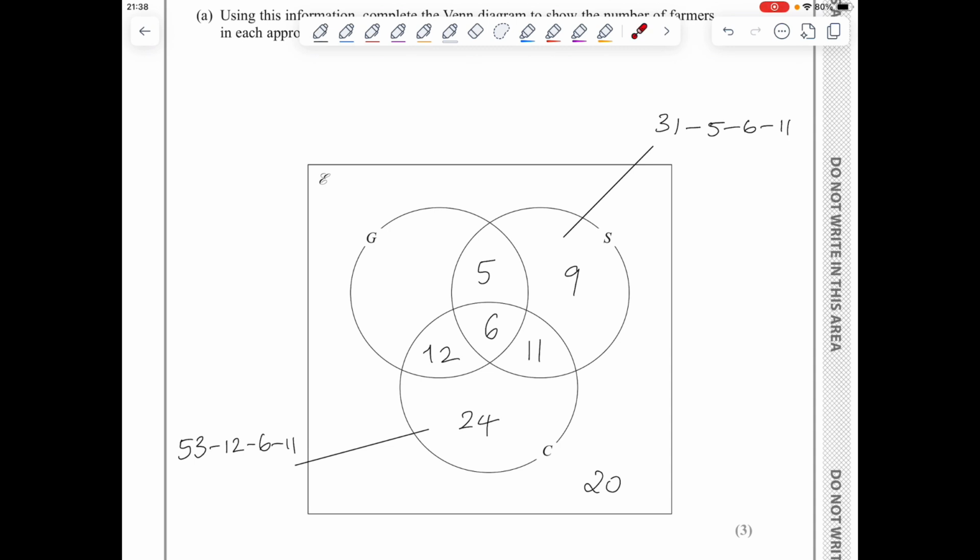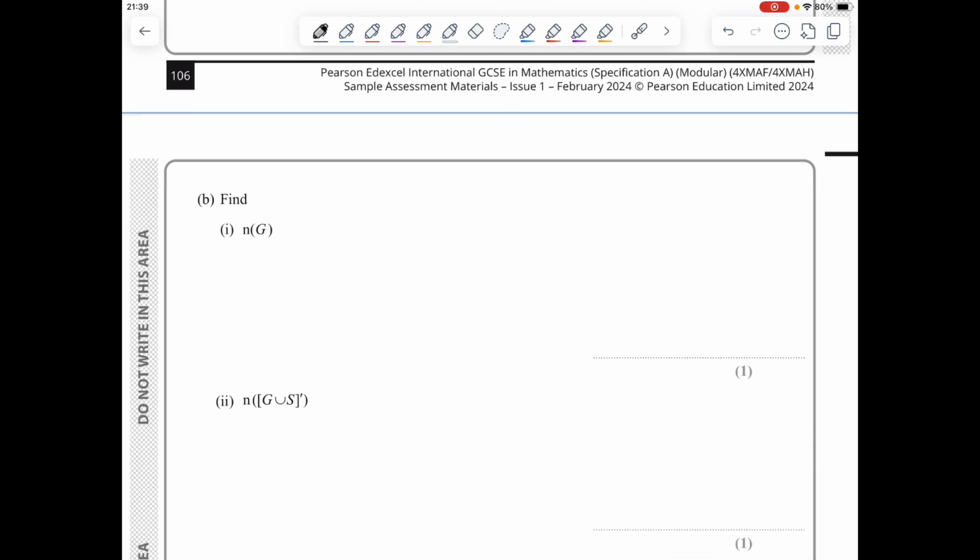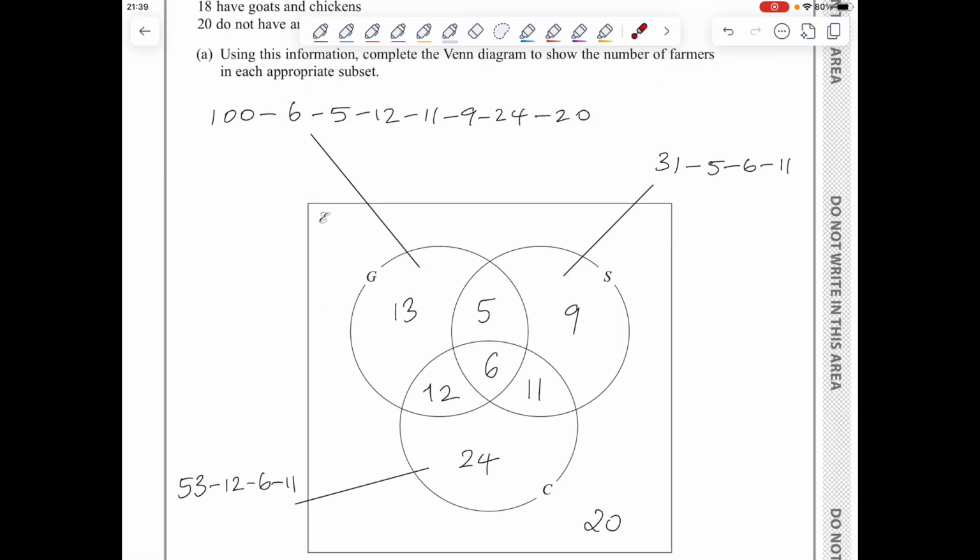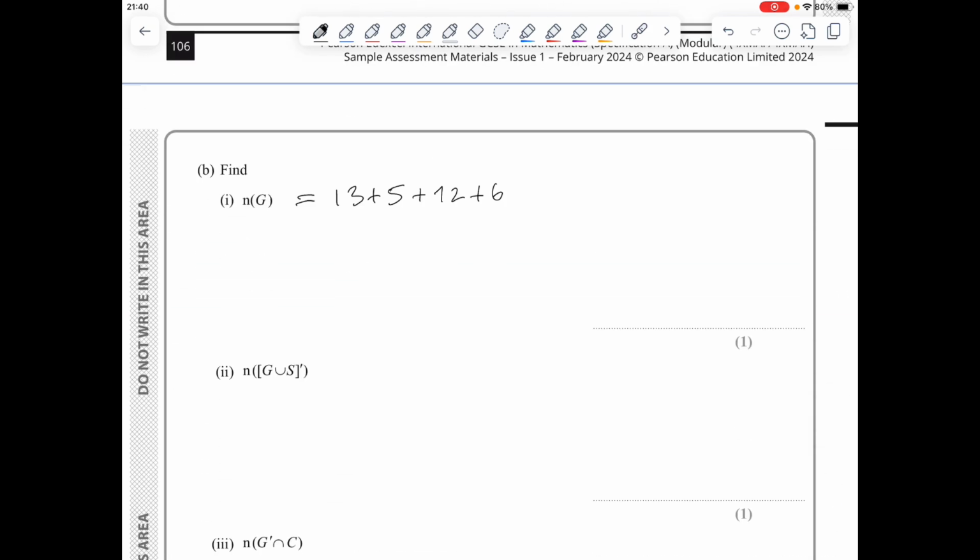Finally, there are in total 100 farmers. So to find this region here, which is the only one which I haven't completed yet, I'm going to do 100 minus every other number. And if you do that, you're going to get an answer of 13. In part BI, I want N of G, which means the number of farmers in set G. So I'm going to add all these numbers here. And the answer comes out to be 36.